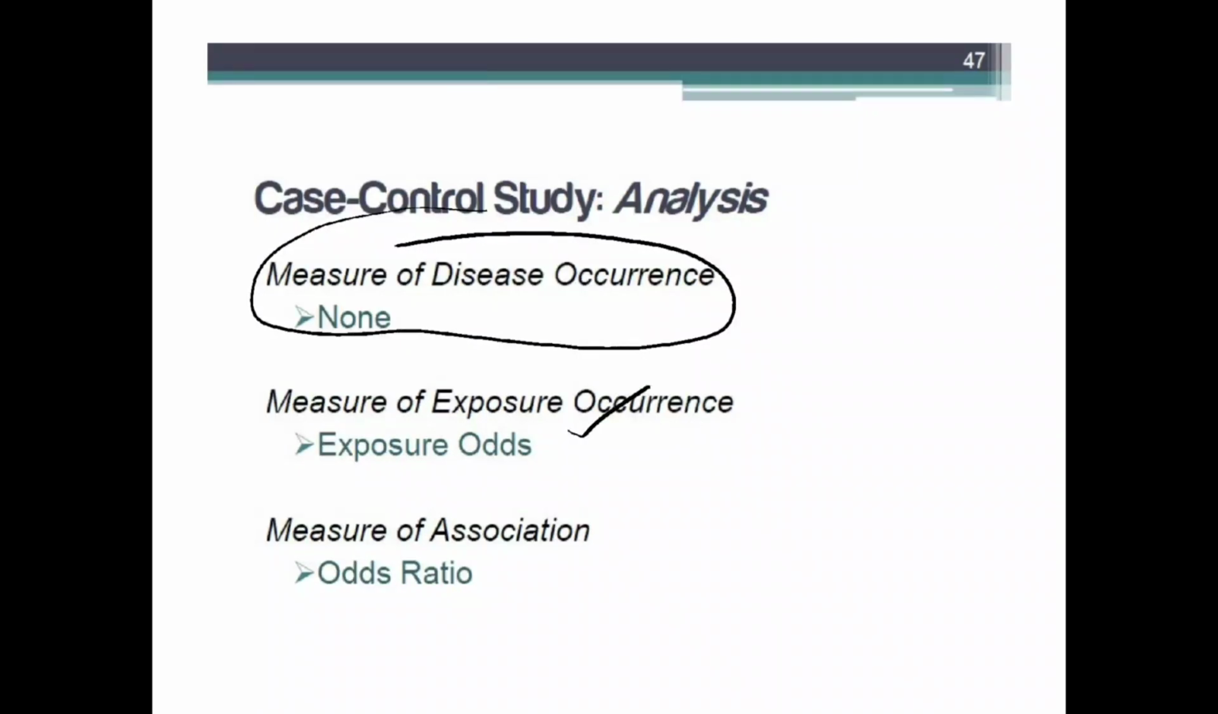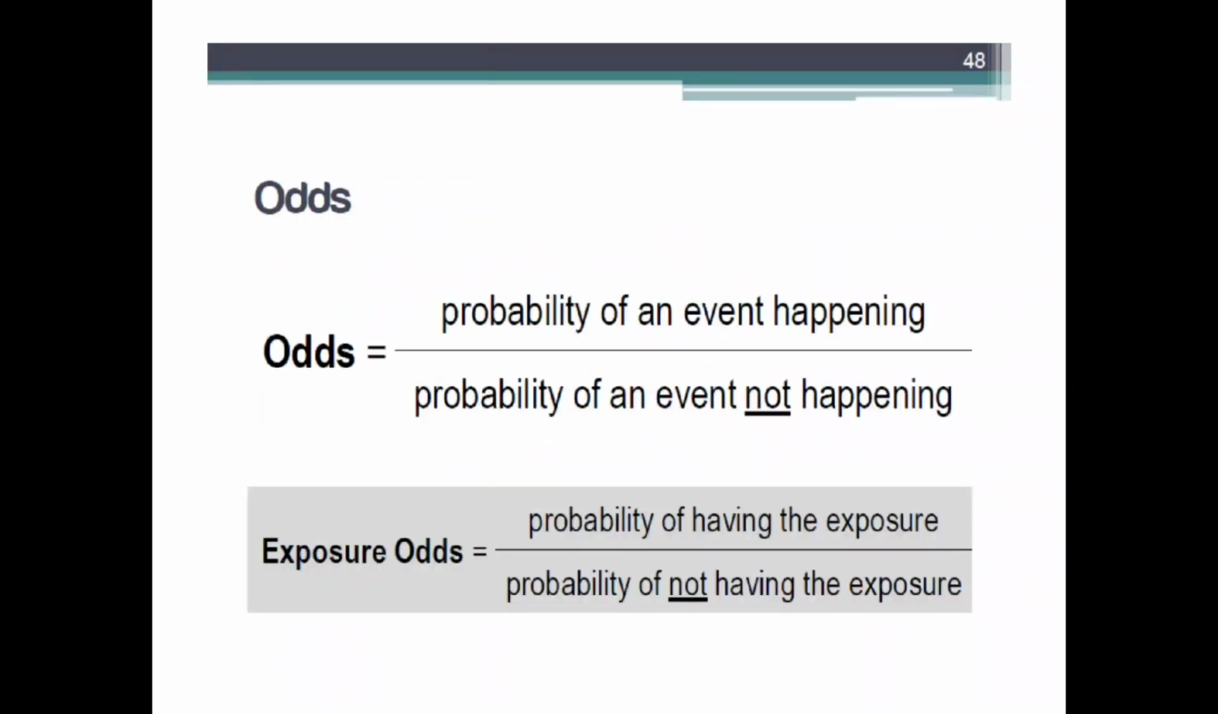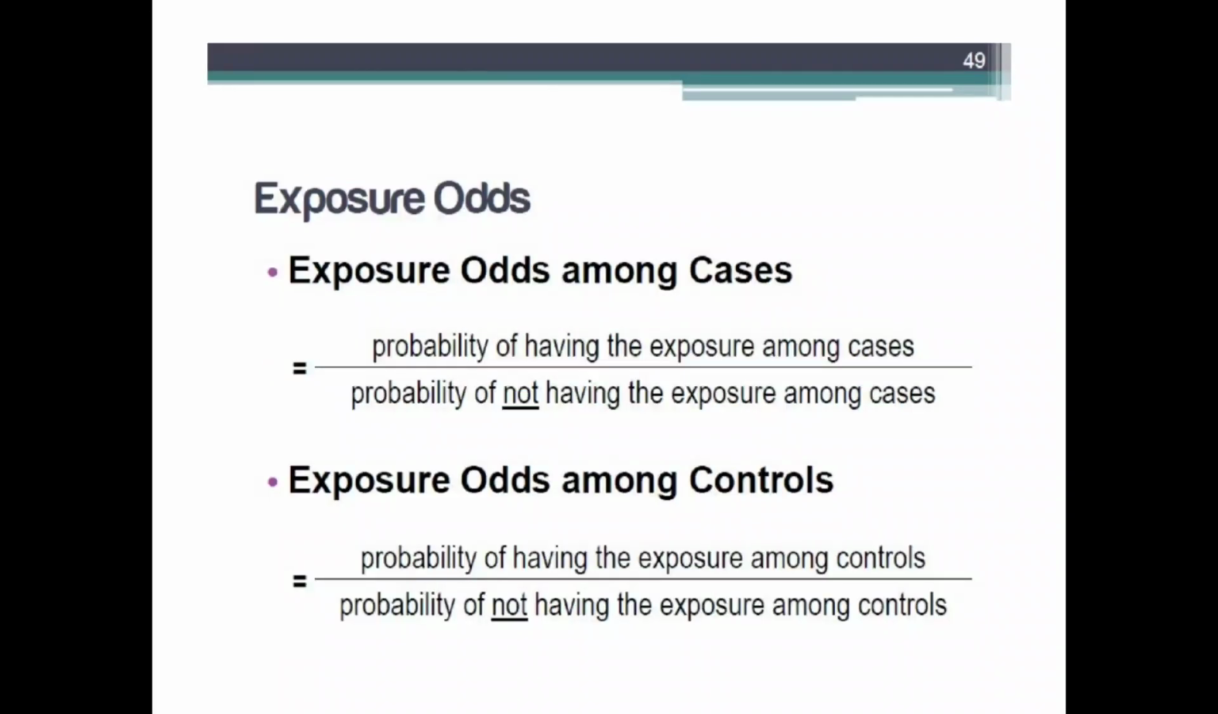So, exposure odds and odds ratio. So, pag sinabing odds, it is the probability of an event happening over the probability of an event not happening. Pag exposure odds, probability of having the exposure over the probability of not having the exposure. So, ayan. Exposure odds among cases, no? And then, exposure odds among controls. Okay?